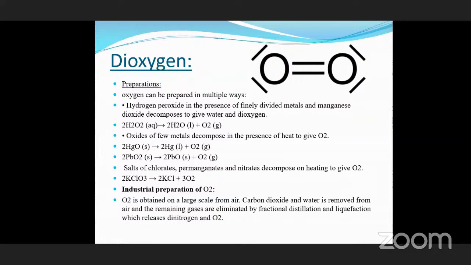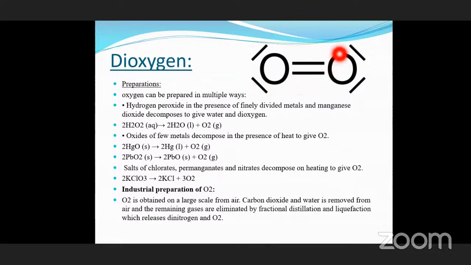By showing the octet rule, it possesses more stability in nature. So here also the octet condition is available. How do we calculate the number of electrons here? 1, 2, 3, 4, 5, 6, 7, 8. That means this position is called the octet rule. 8 electrons are available around the oxygen.